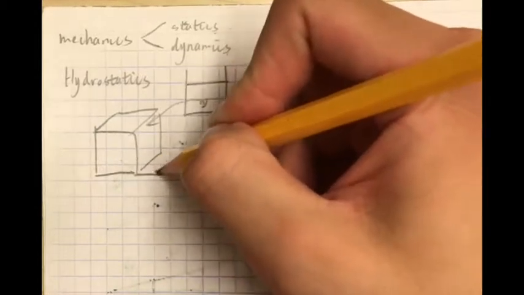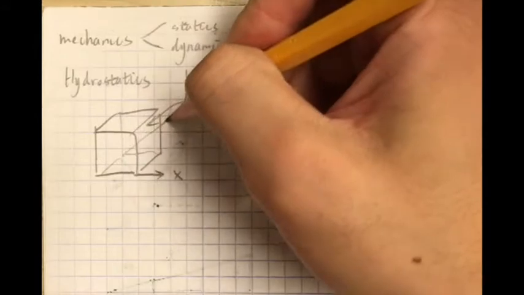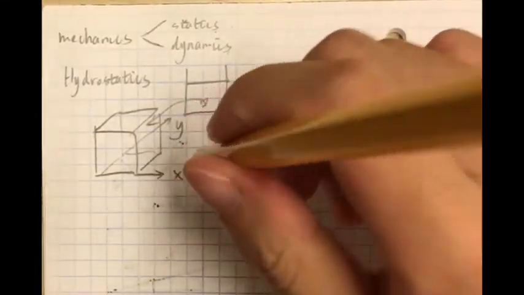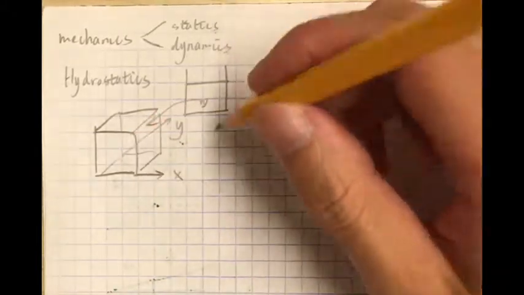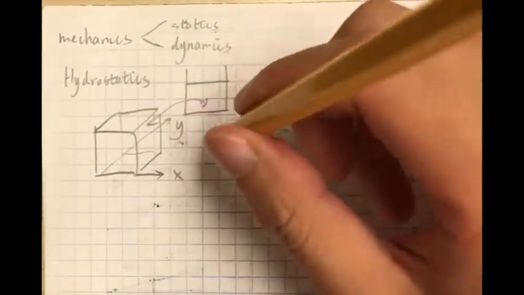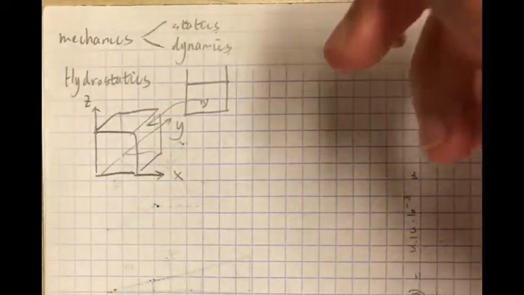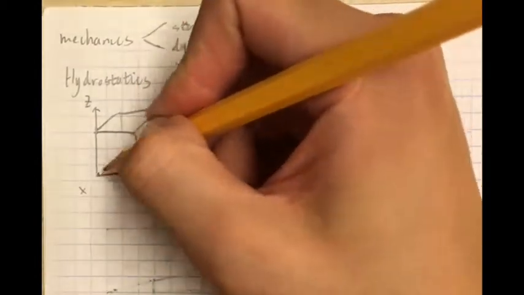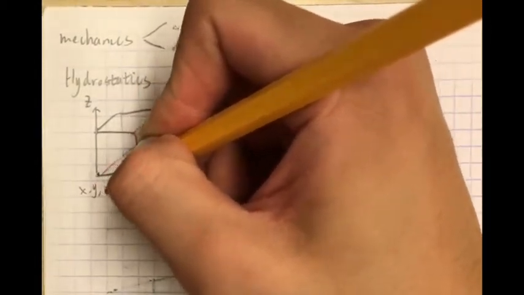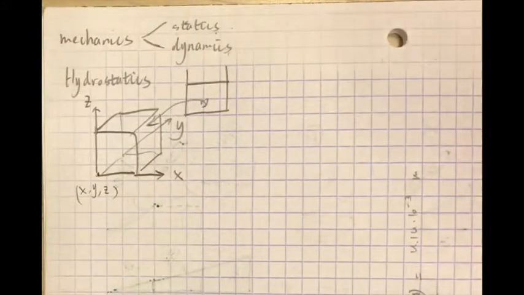Okay, so this direction, horizontal to the right, let's call it the x direction. And this direction, horizontal to the back, in the picture it's perpendicular to the paper, this direction is y. And z direction is vertical up. Let's also call the location of this point, or the coordinate of this point, to be x, y, z.